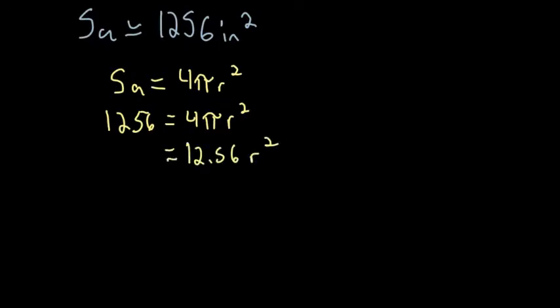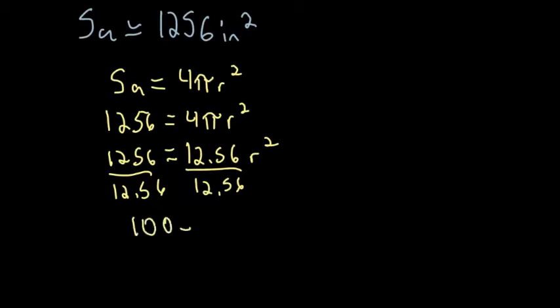r squared equals... So we're going to divide both sides by that 12.56. And when you do that, you're going to get 100 equals r squared. So to solve this, we're going to square root the 100 and the r squared. So r is going to equal 10. So we're just working backwards to solve because we were given the answer, which is 1256 is the surface area, and we had to work backwards to find our radius.